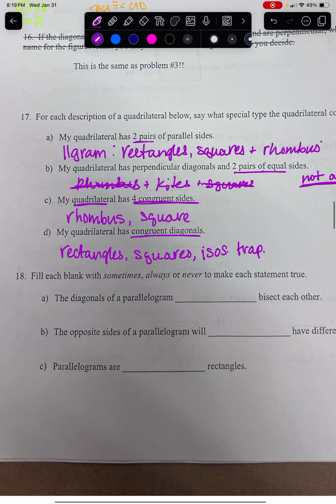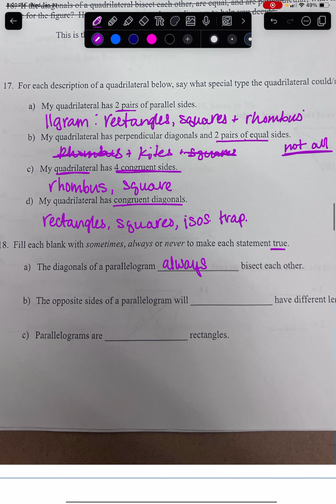Okay, fill in the blank with sometimes, always, or never to make each statement true. The diagonals of a parallelogram always, never, or sometimes bisect each other. This is always. They always bisect each other. I think I've mentioned this many times throughout the videos I made tonight.